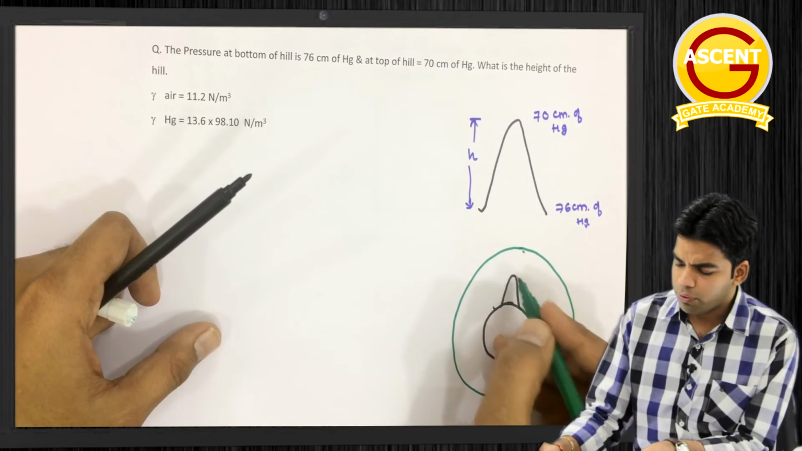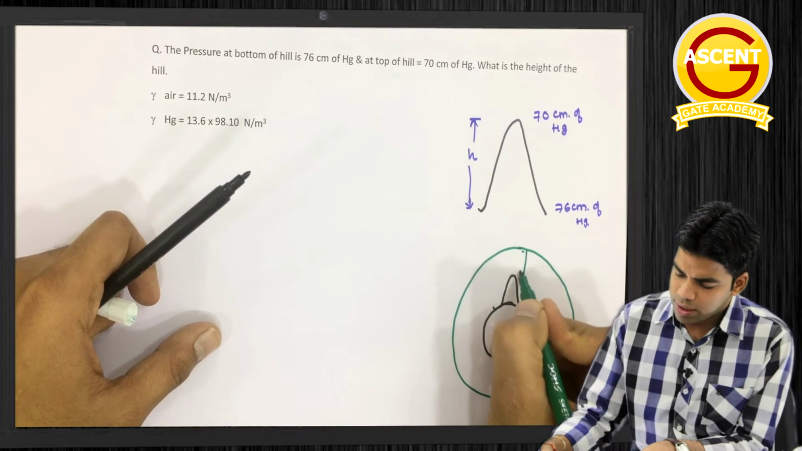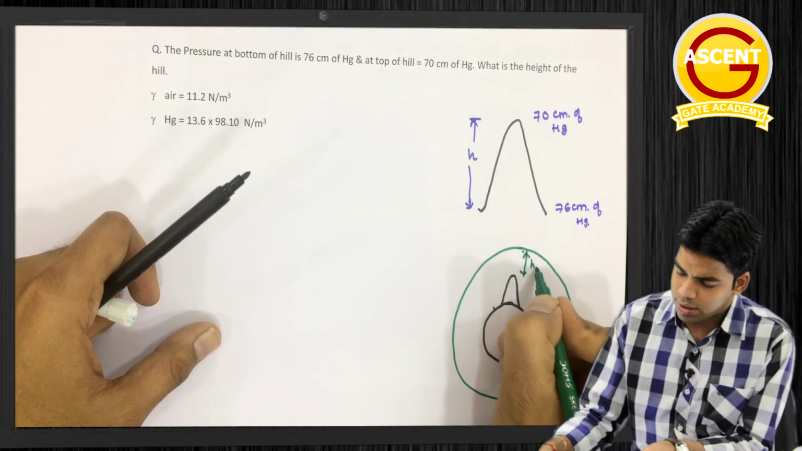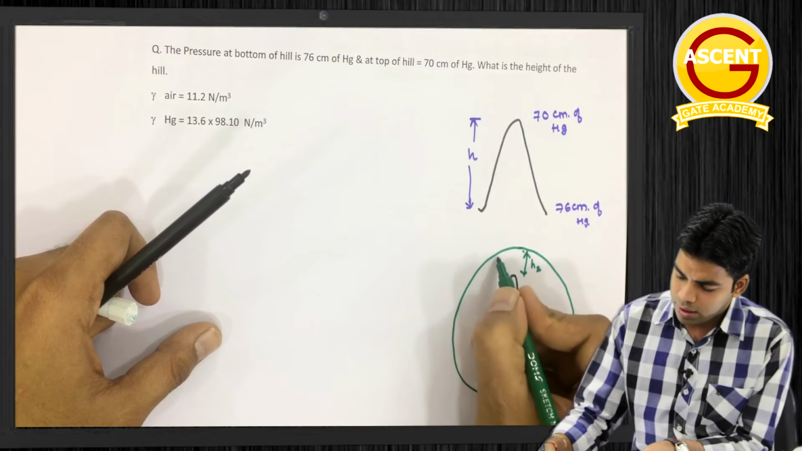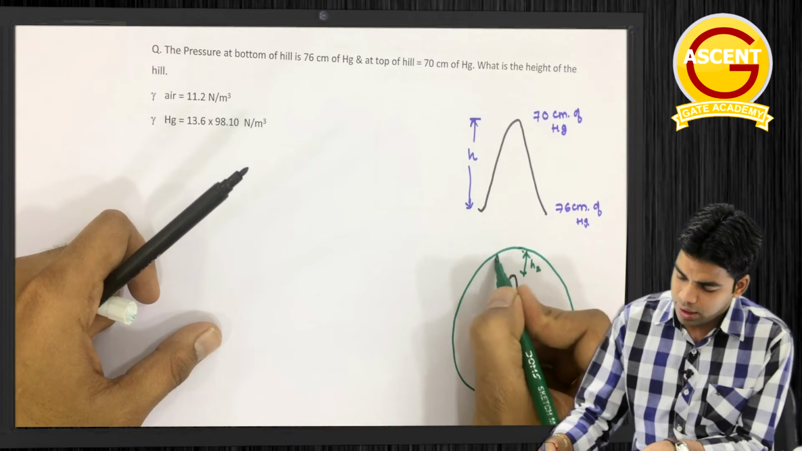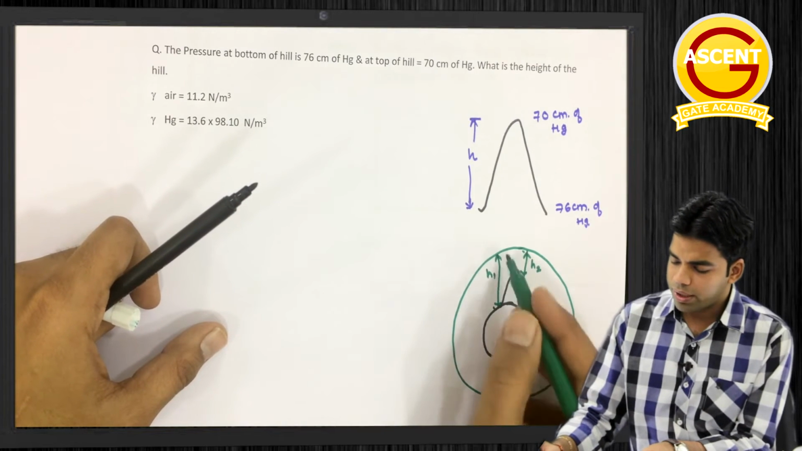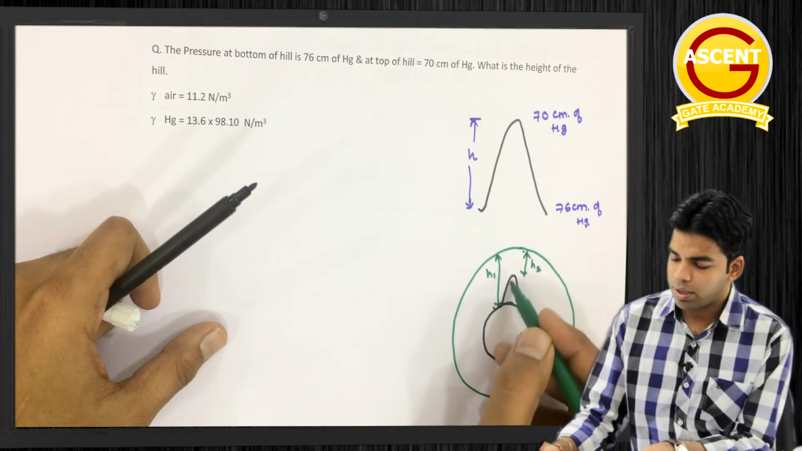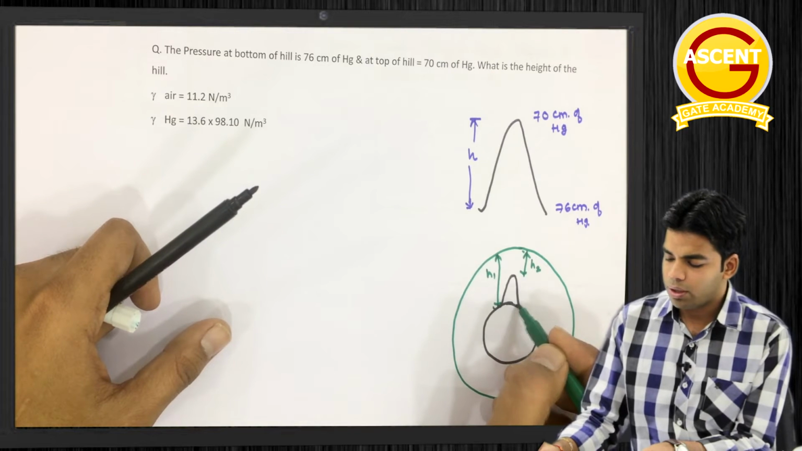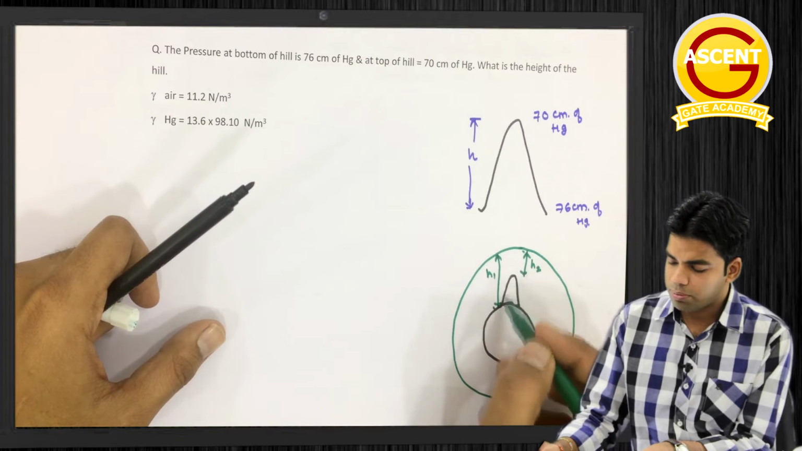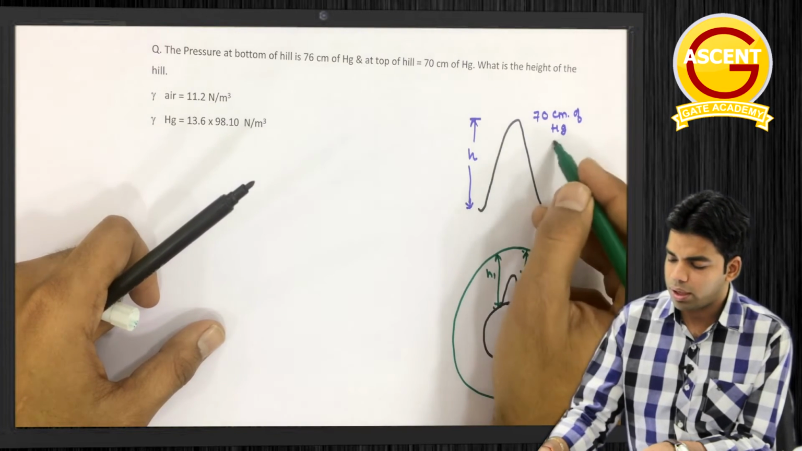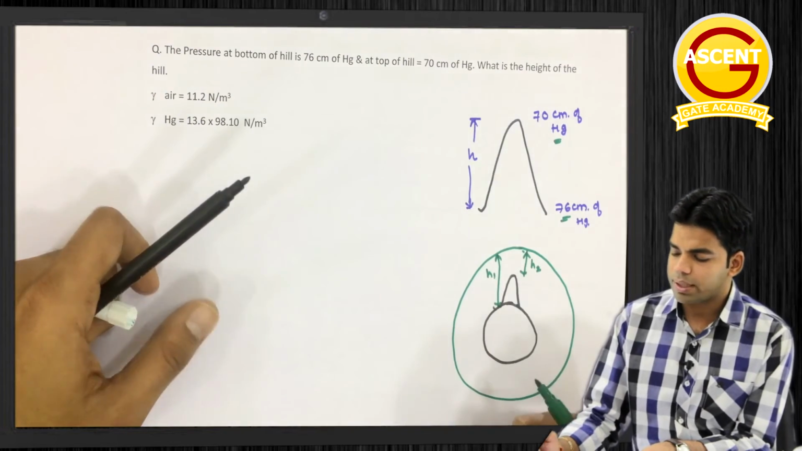Okay. So, at the top of the hill the pressure is because of this height, suppose this height is h2, and at the bottom of the hill the pressure is because of this height h1. Getting this one? Okay. So, what we have to calculate here is h1 minus h2. That will be the height h of this hill. Okay, so what we have to do is use the pressure difference between these two, which is given here, so from here we can calculate this h1 minus h2.